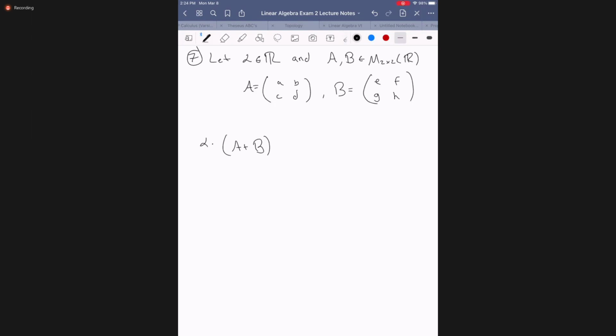All right. So what do you think we should do first to show that this thing distributes? Because remember, you can't just distribute it in. This multiplication is not the same as real numbers.